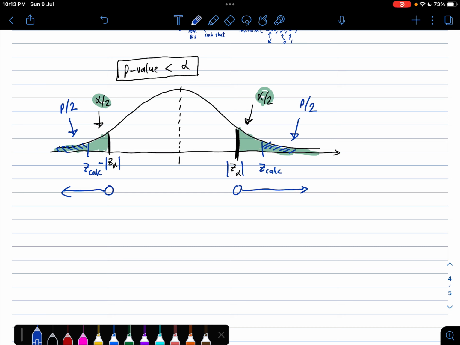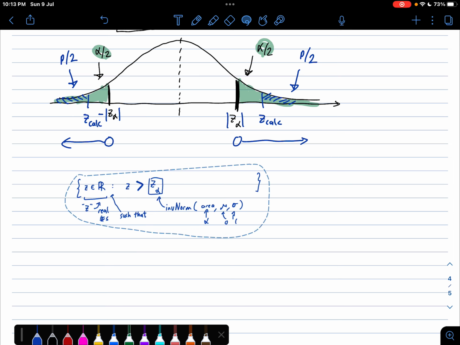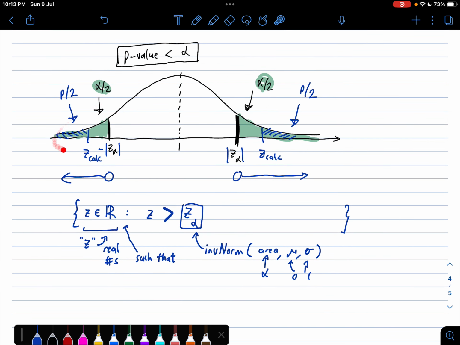Then how do you describe this inequality? Here is the only way. You want z calculated. Sorry, I shouldn't be using z calc because that's not a standard notation. I came up with that myself. I should be using set notation. You want all the z's to the left side and to the right side, so that your p value will have p over 2 less than alpha over 2 on the left and p over 2 less than alpha over 2 on the right. There's only one way to describe this. It's this: modulus of z is more than modulus z alpha.